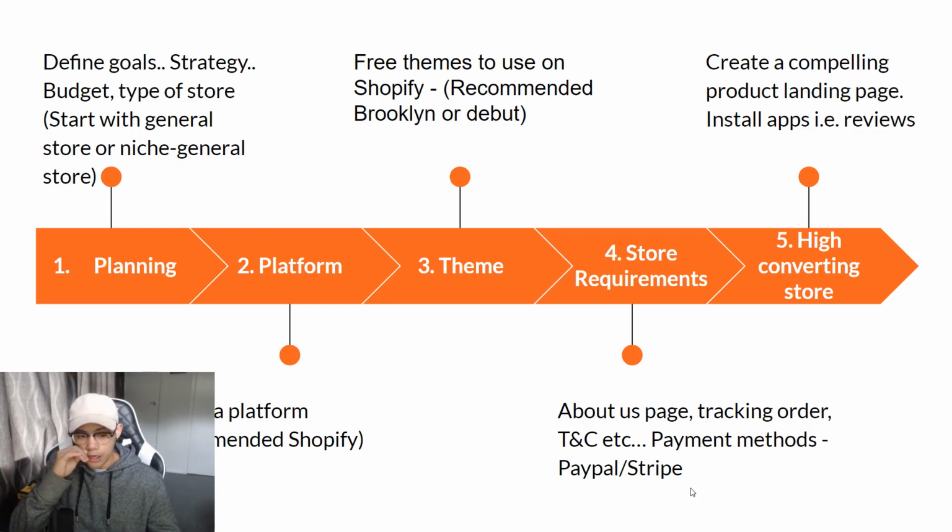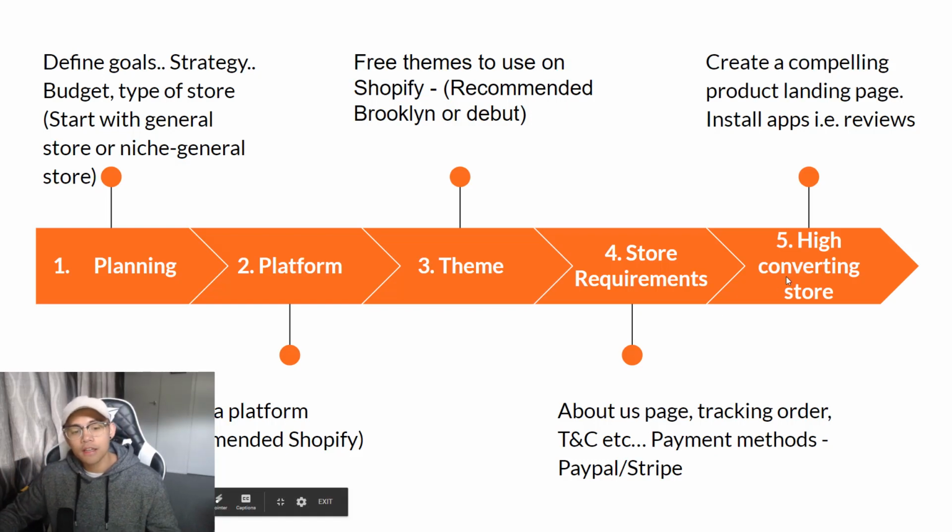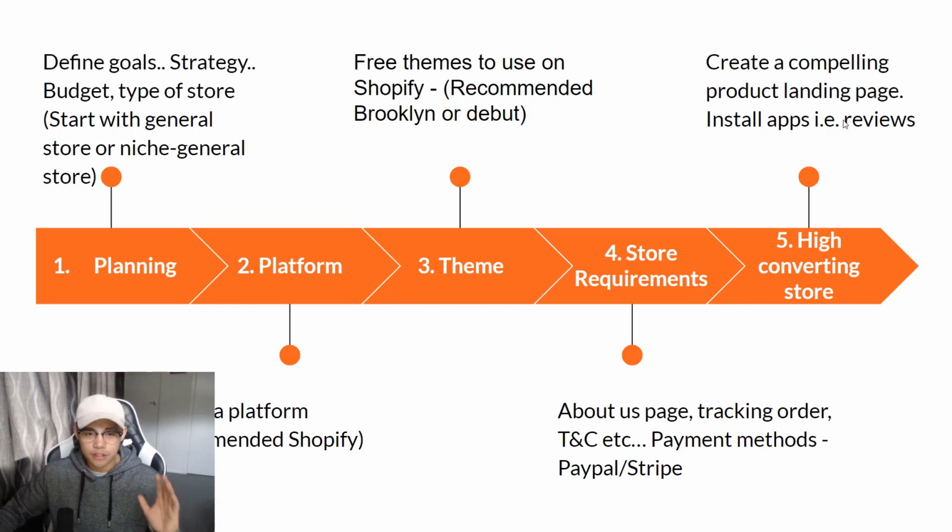Now, I've heard that not all countries allow PayPal or Stripe, so try to find alternative payment methods. I recommend at least having two payment methods in your store. Now, step 5 is a high converting store. Create a compelling product landing page, install apps such as reviews.